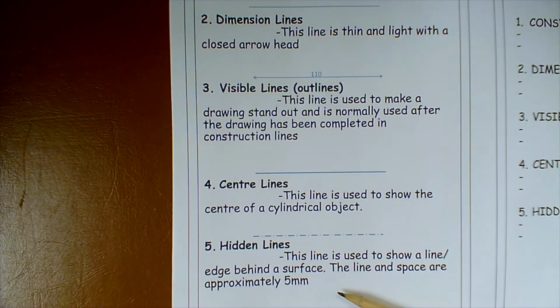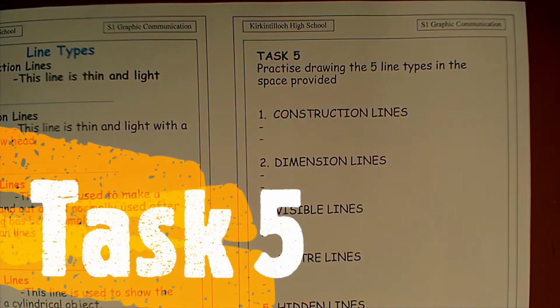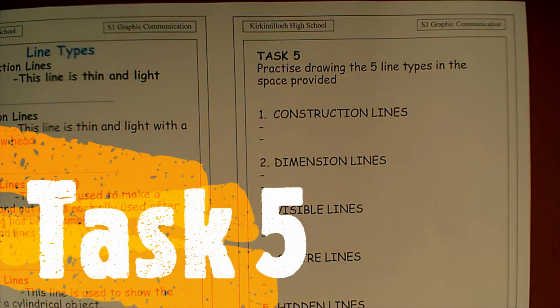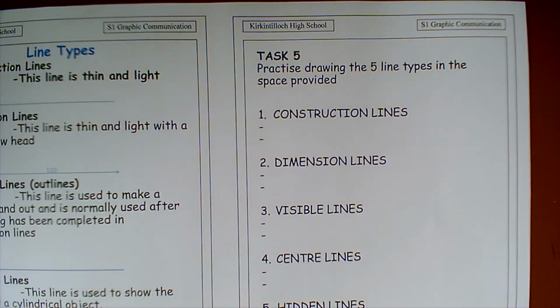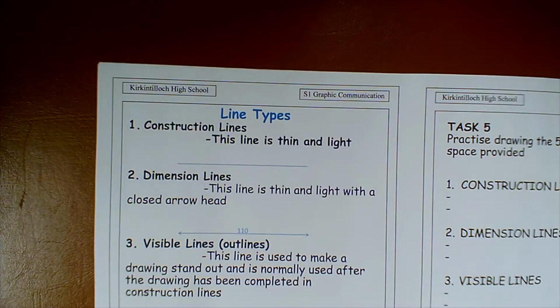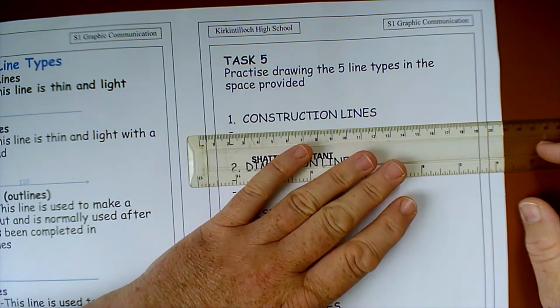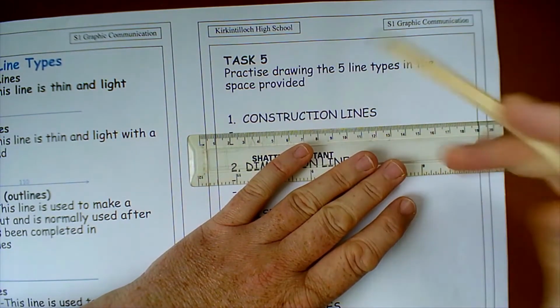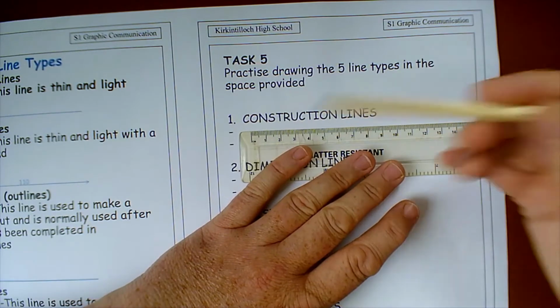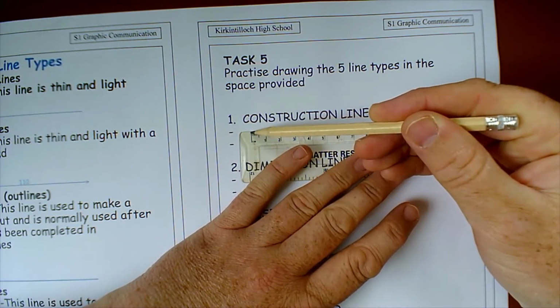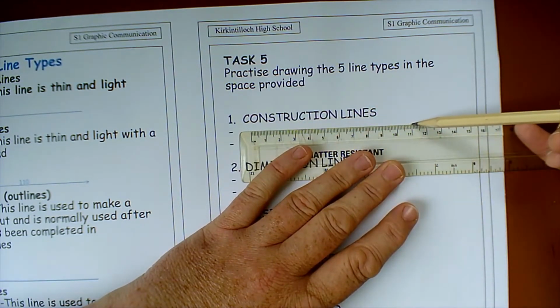So we're now going to look at our task. So task number 5. It's asking us to practice to draw the 5 different line types that we've got down below. So the first one was a construction line, and just as a reminder, this is a thin line that's drawn very lightly. So I'm going to take my ruler, using my left hand, because I'm right-handed. I'm going to hold it down, and I'm going to bring it across. I'm going to start at 0, and I'm going to go across this way till I get to here.